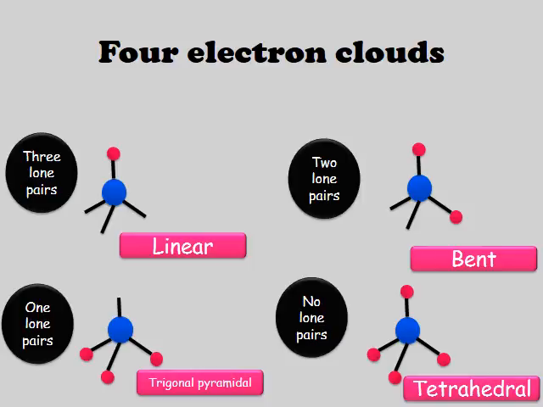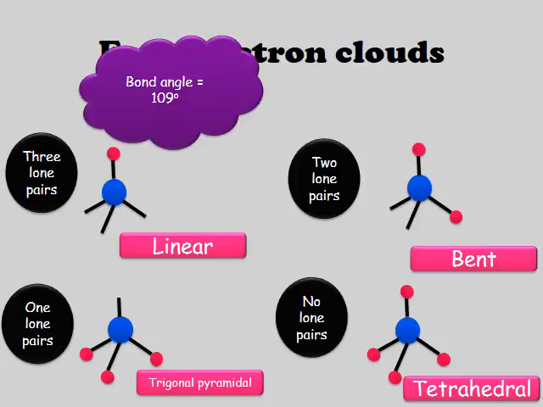Now notice tetrahedral and linear are very similar. In fact, they're all very similar, in that non-bonding and bonding pairs are all going to try and reduce the amount of interaction they have with each other. And these are the shapes that you're going to develop. In this case, the bond angle is going to be 109 degrees.